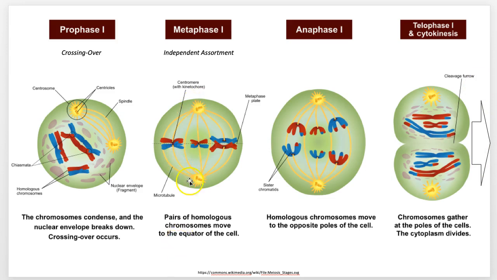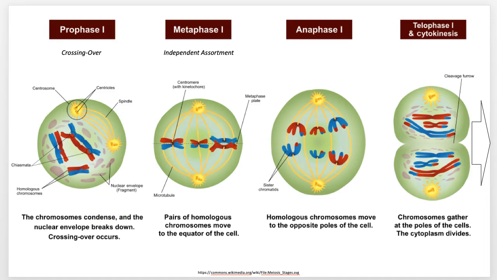This is called independent assortment because I could just imagine with me, see how we've got a red one here, let's say that's from mom, red one here from mom, blue one from dad. Okay, so I don't put all of the mom chromosomes on one side and all of the dad homologous chromosomes on this side. Okay, it's kind of random. They just show up on either side.